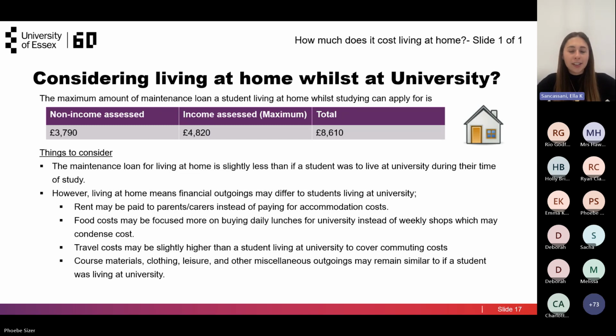Sometimes commuting is a lot more affordable, sometimes it can be more expensive than if they were to live in university accommodation. It just depends where they're thinking of studying and the modes of transport of commuting as well. So these are just a few things that you and your young person might want to consider when thinking about those university options and the choices that they'll be making.